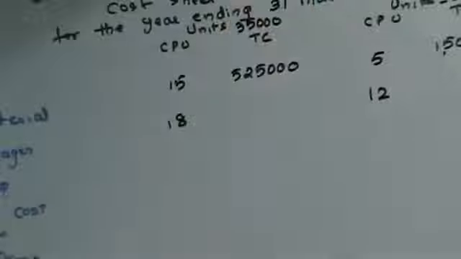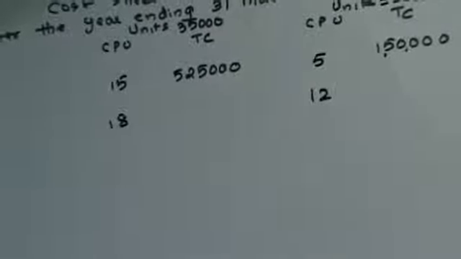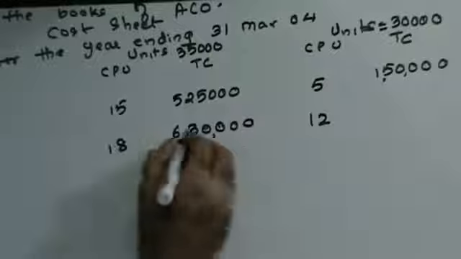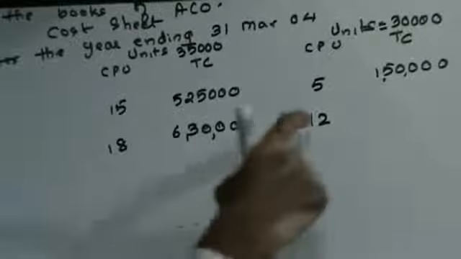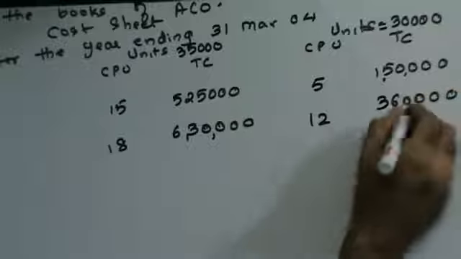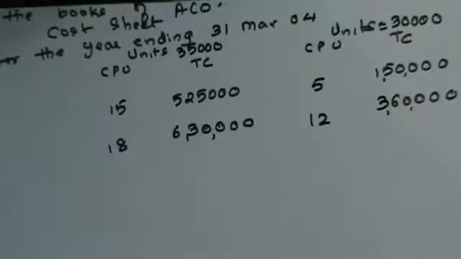Okay. How do you get TC? CPU into units will give you TC. This is 6,30,000. How did we do this? 18 into 35,000. That's how. Then similarly 12 into 30,000 will give you 3,60,000. Fine. Let's move on ahead.